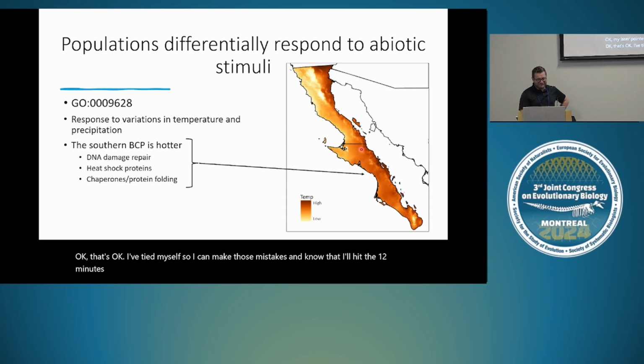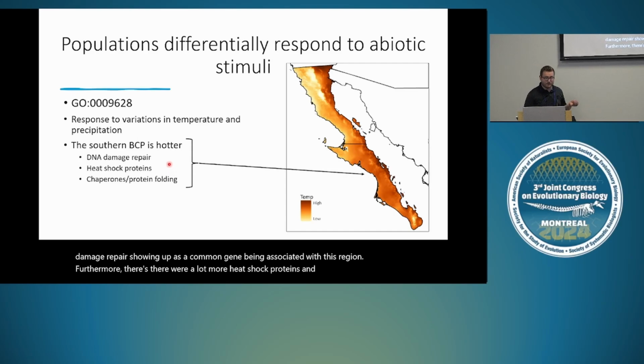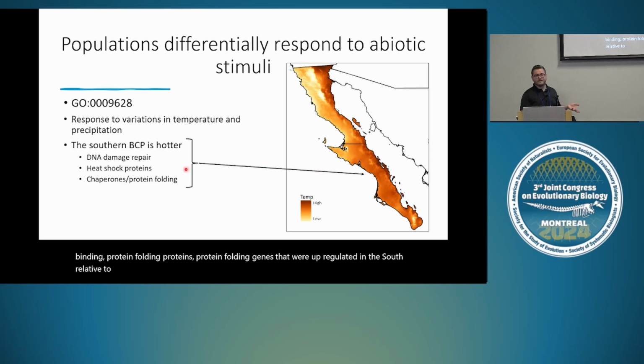So the Baja California Peninsula is hotter, and that could potentially lead to individuals being more exposed to UV radiation. Thus, it's unsurprising that we have DNA damage repair showing up as a common gene category associated with this region. Furthermore, there were a lot more heat shock proteins and chaperones, or protein folding genes, upregulated in the south relative to the north, which could also be involved with heat stress, as well as making sure that the proteins being translated aren't resulting in cellular dysfunction.